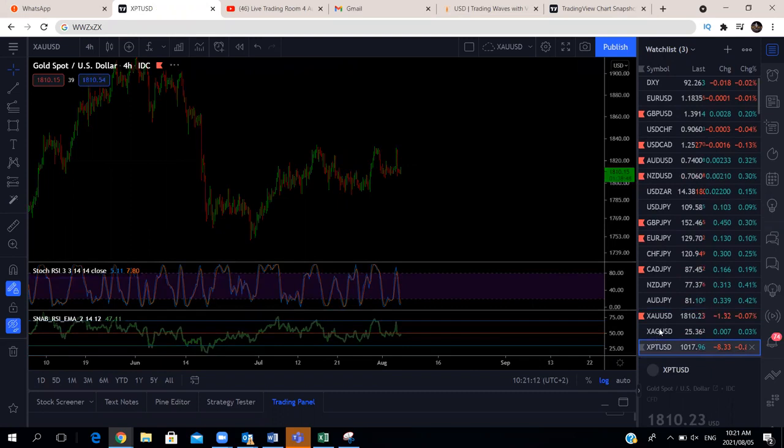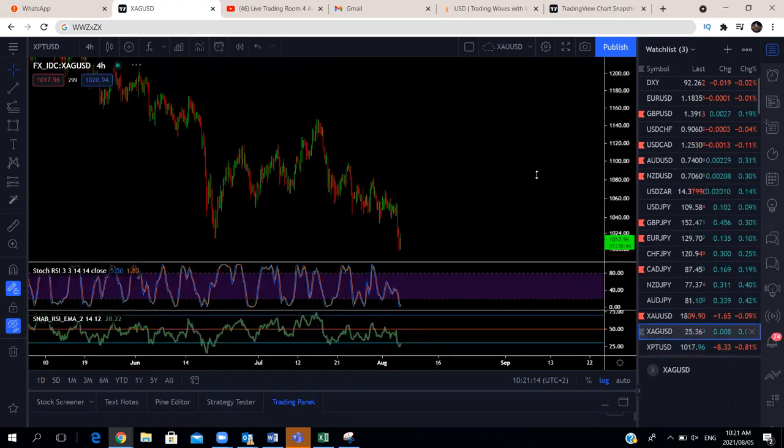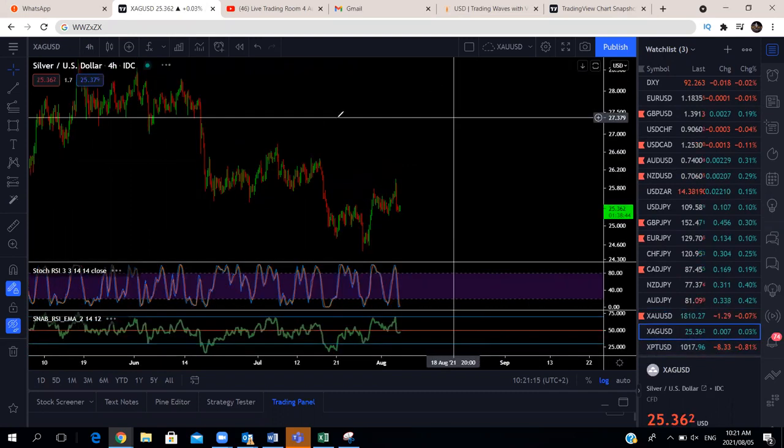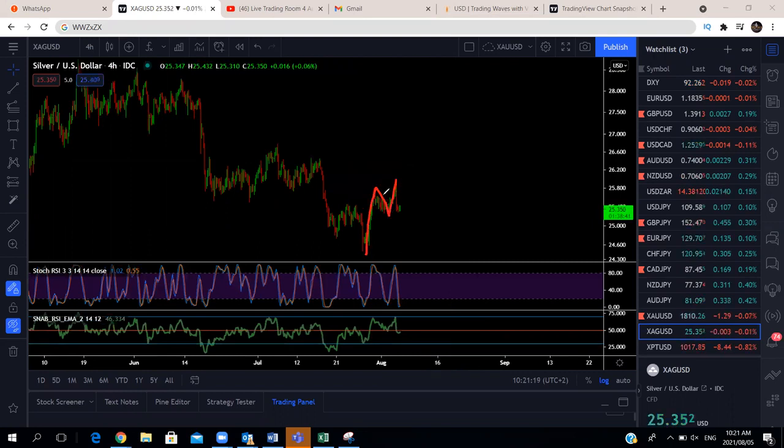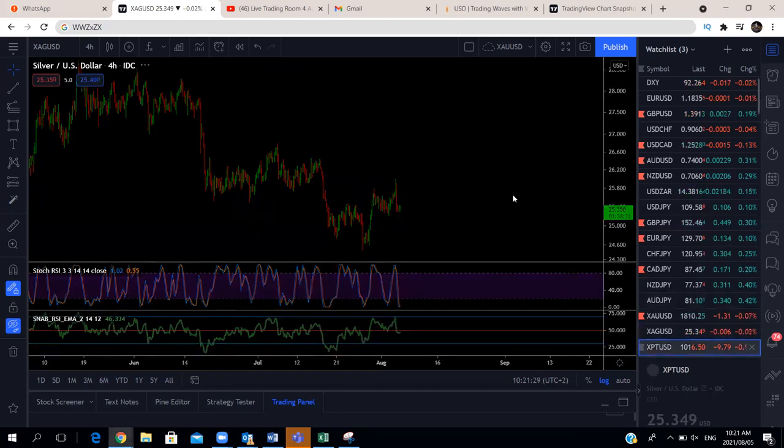Silver. Silver has made a three-wave structure here and should continue to the downside. We expected silver to make a three-wave structure here and continue to the downside. That's what's happening.